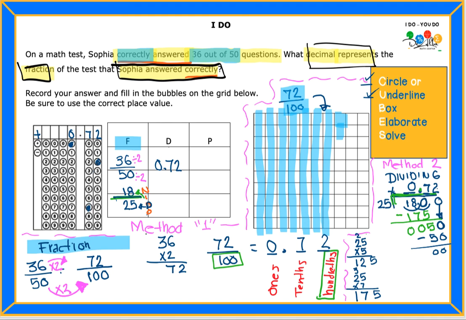So method 1, rewriting to 100 by picturing how it looks on a 100 grid, that's really easy. Or if you prefer to do the operation, remembering that the numerator goes inside and the denominator goes outside the division symbol, then you can do that. Now you have 2 different ways to do the work.